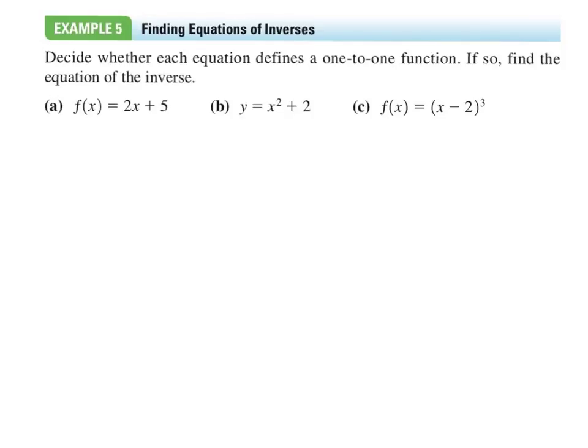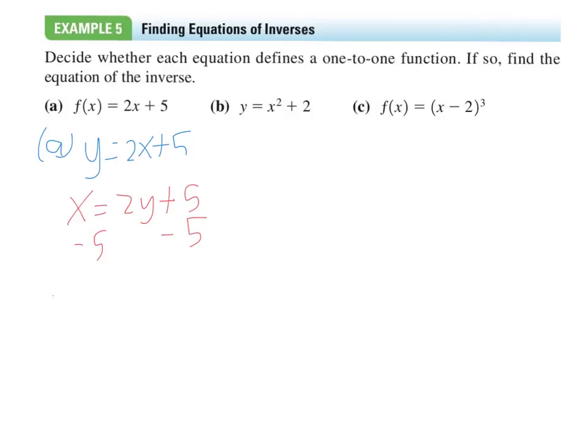Alright. For part A, it's a linear function. We already established in an earlier example that a linear function is 1 to 1. In fact, it was in the second part of example 2. So, part A is 1 to 1, so let's start by rewriting f of x as y. So y equals 2x plus 5. We switch the x and the y, so x is equal to 2y plus 5. And now we're going to solve for y.